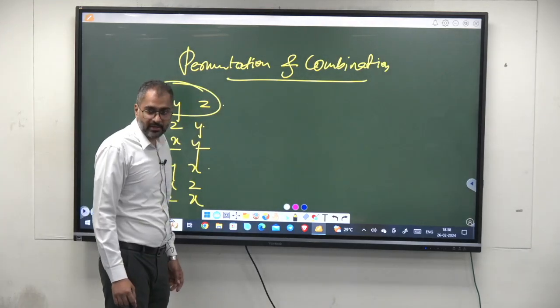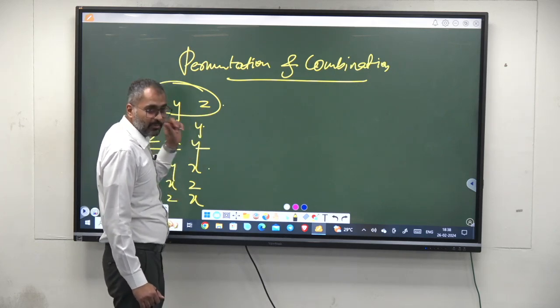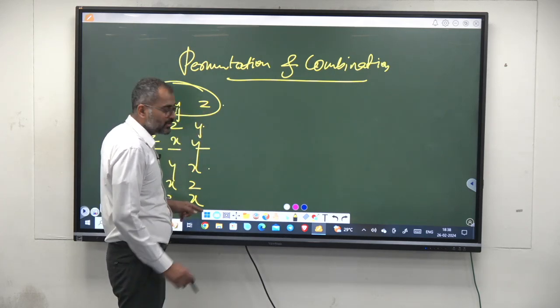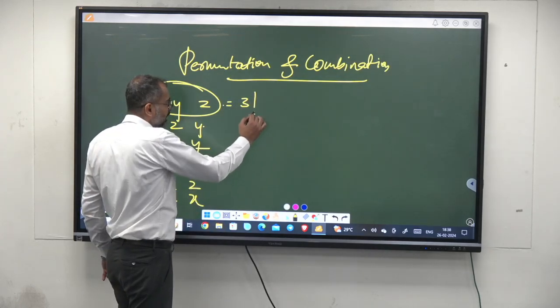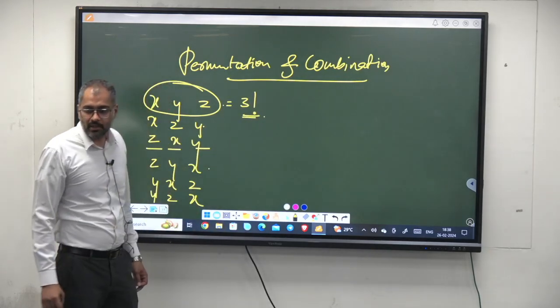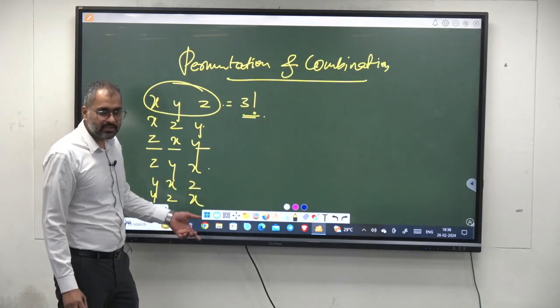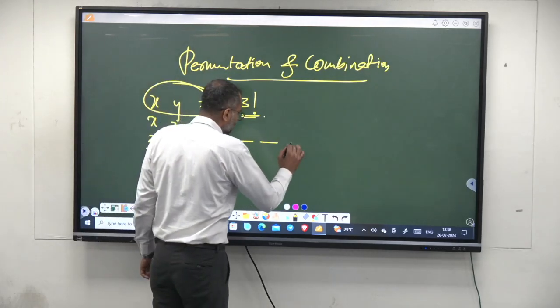See, 3 characters, 3 different characters. How many different ways can we arrange them? Which is nothing but what? 3 is 3 factorial. Okay, 3 factorial. Or else this can also be done in this way.